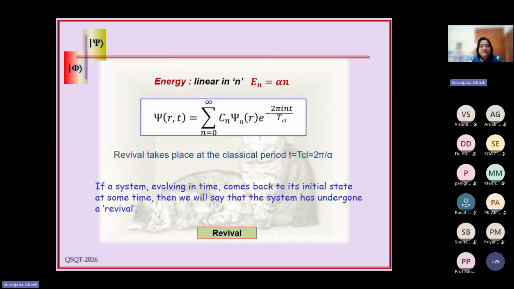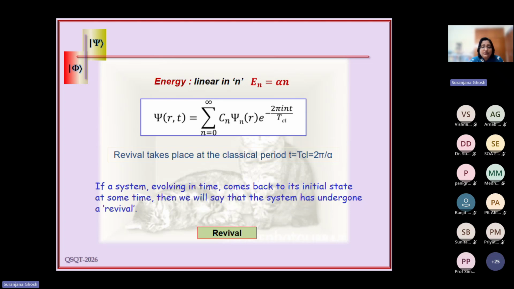As we have seen for the oscillator system, there are equidistant energy levels, so the energy is linear here, and suppose this is a constant term. If we use this energy function in this phase, one can have this time-dependent wave packet. And if you see the system dynamics, at a particular time, when t is 2 pi by alpha, the phase term becomes 1 and it behaves like the initial wave packet.